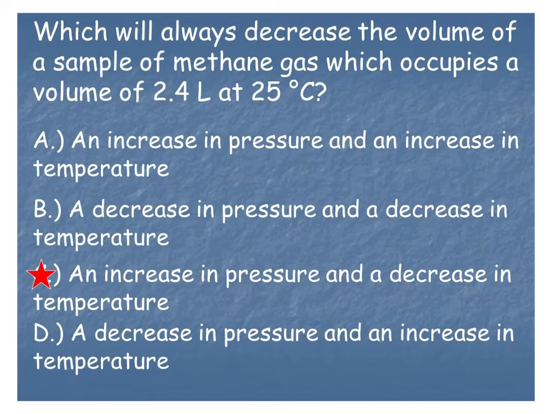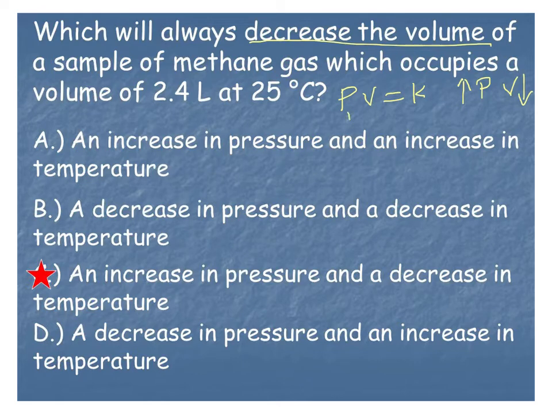Okay, so this is one of these end of unit slides to kind of bring it all together, and it says: which will always decrease the volume of a sample of methane gas which occupies a volume of 2.4 liters at 25 C? And so there's variables here. We're trying to figure out which is going to decrease the volume. So let's look at our several equations that we had with volume, and we had Boyle's law. So that's P and V, and that was a constant. In that case, if you increase the pressure, that would cause a decrease in volume.